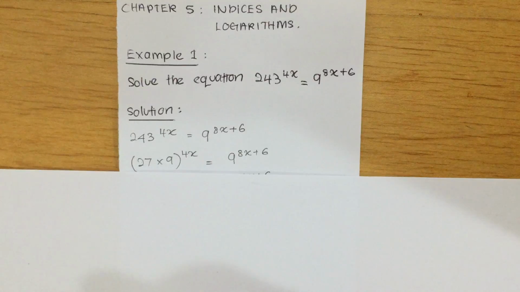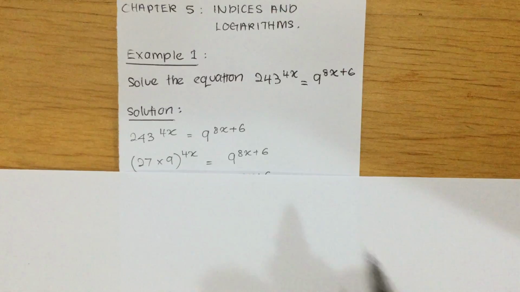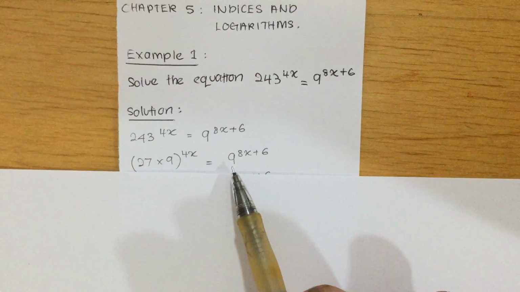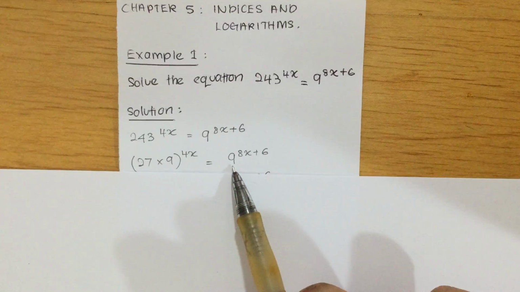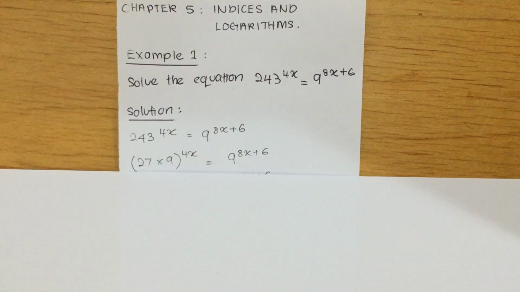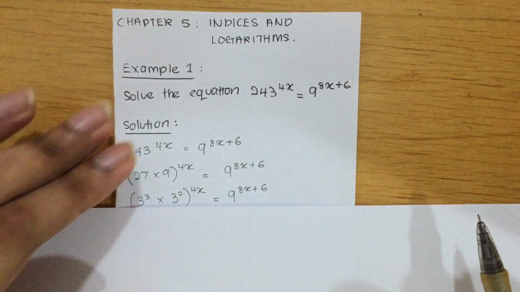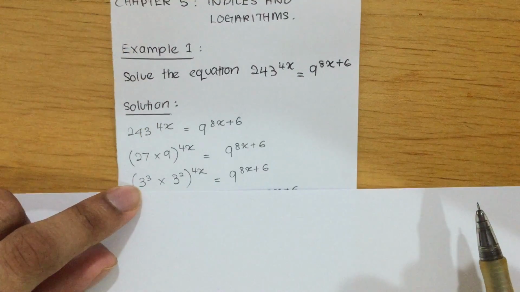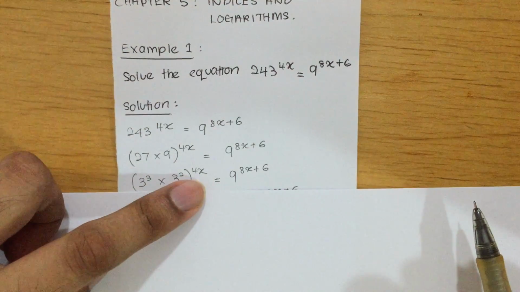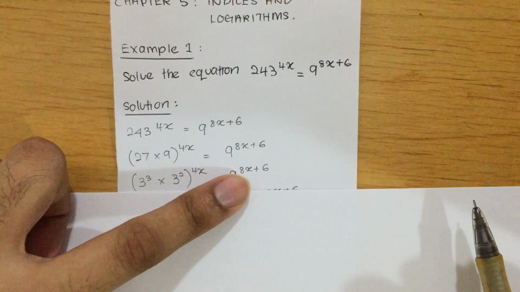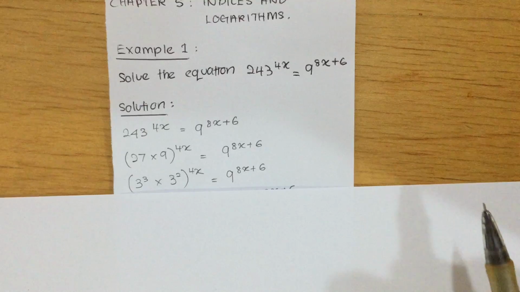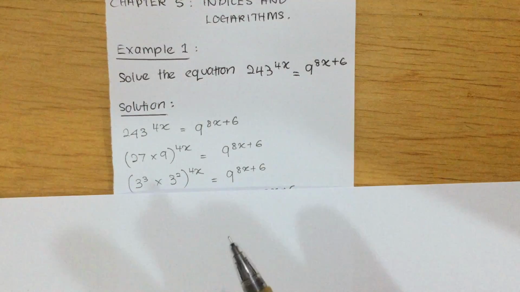Alright guys, if you notice, 9 and 27 we can further simplify. 9 we can break down to 3 squared, and 27 we can break down into 3 cubed, which we can simplify to the lowest base, which is 3. From here you get (3 cubed times 3 squared) in a bracket to the power of 4x equals 9 to the power of 8x plus 6. So this 9 we can further break down. I will show you in the next step.